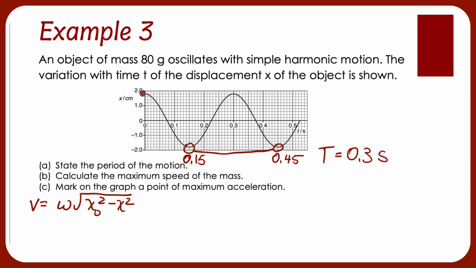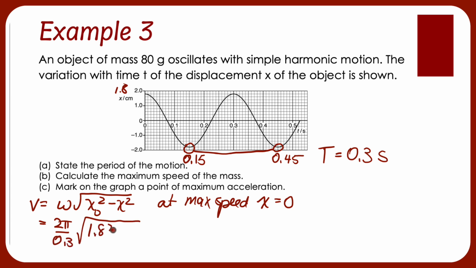Now, our x naught, our amplitude here, is 1.8. And at maximum speed, we know that occurs at the equilibrium where x is 0. Let me put in my values. 2 pi over the period for omega, times root 1.8 squared minus 0. And if I pick up my calculator, I get 38. Now this distance is in centimeters, so that will be centimeters, and my time is in seconds, so centimeters per second. Part C, mark on the graph the point of maximum acceleration.